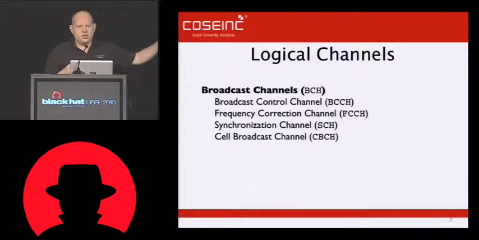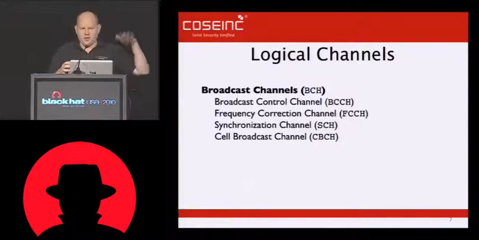So all of these are basically broadcast channels. They're unidirectional. They only go down from the network side to the phone. Okay, so there's the downlink from the network to the phone and the uplink from the phone to the network. Most of the attacks we're going to be looking at today are uplink, so they're from the phone to the network. They're much more interesting.